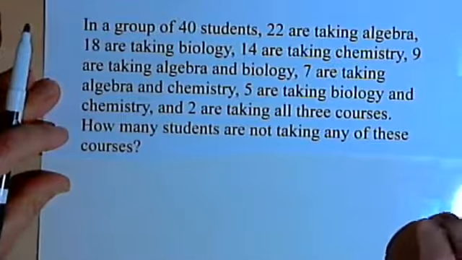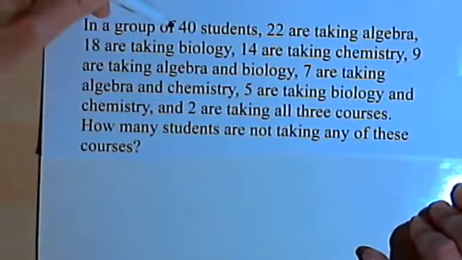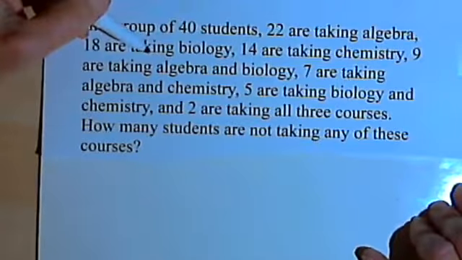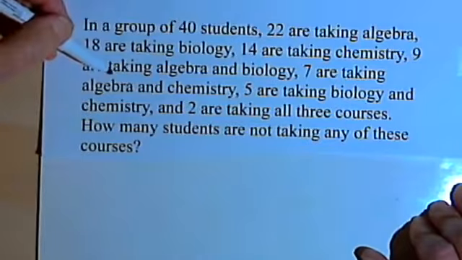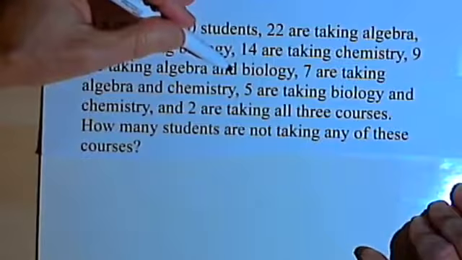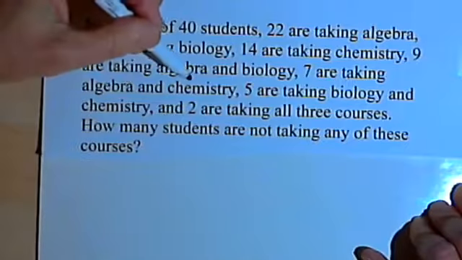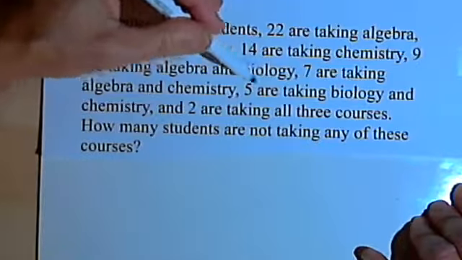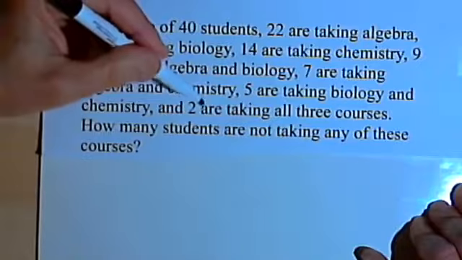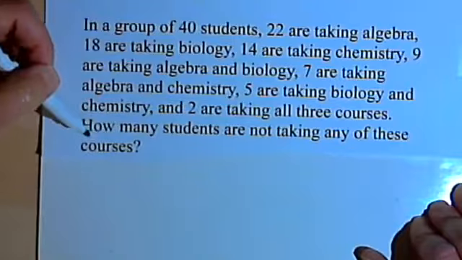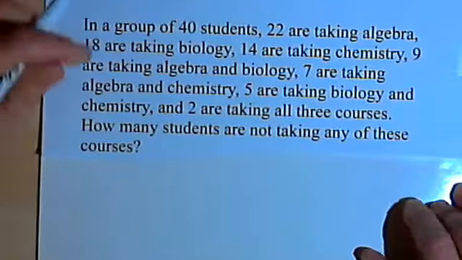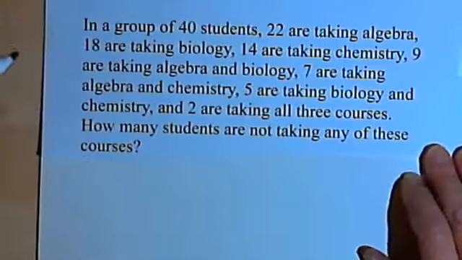In a group of 40 students, 22 are taking algebra, 18 are taking biology, 14 are taking chemistry, 9 are taking algebra and biology, 7 are taking algebra and chemistry, 5 are taking biology and chemistry, and 2 are taking all three courses. How many students are not taking any of these courses? Okay, so there's a lot of information. Let's copy the information down.